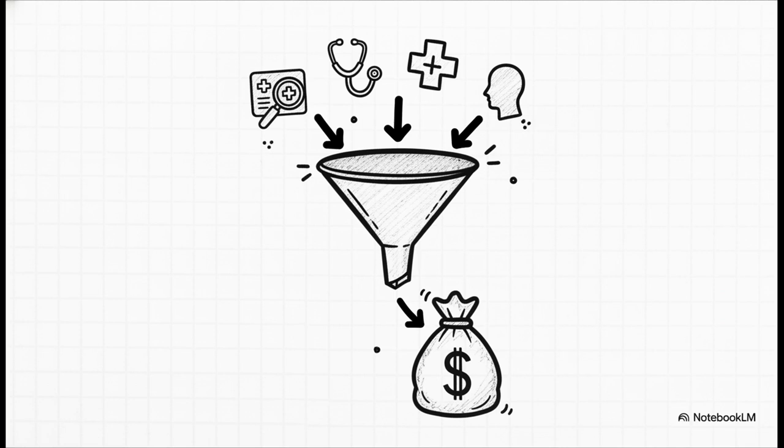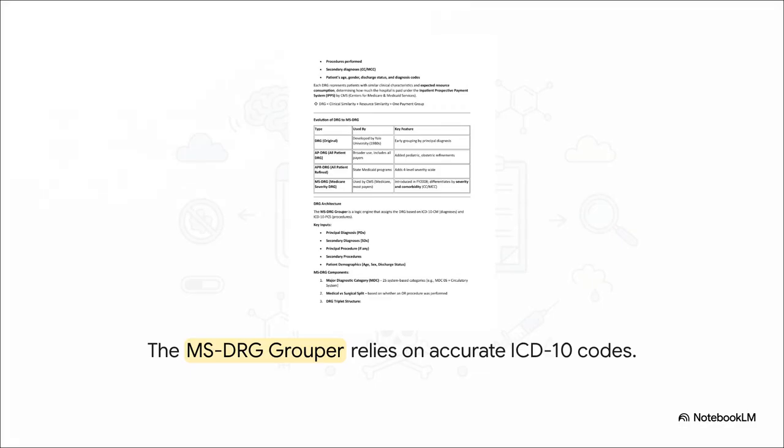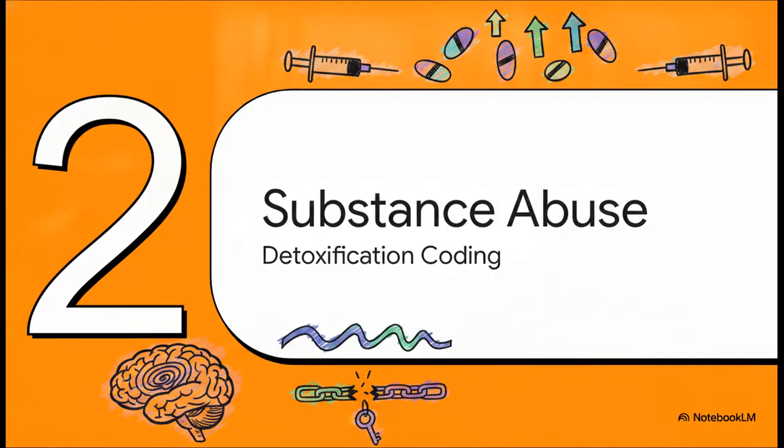Honestly, a single missing demographic detail here can literally change a hospital's entire bottom line. So the MSDRG grouper basically acts as our logic engine. It takes all of those inputs, your ICD-10-CM diagnoses and your ICD-10-PCS procedure codes, and calculates the exact DRG and relative weight. Your principal diagnosis sets your major diagnostic category, and your secondary diagnoses determine your severity tier. Pretty straightforward, right?